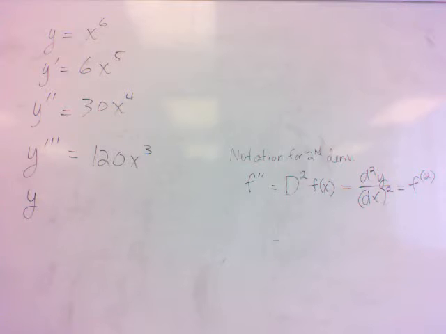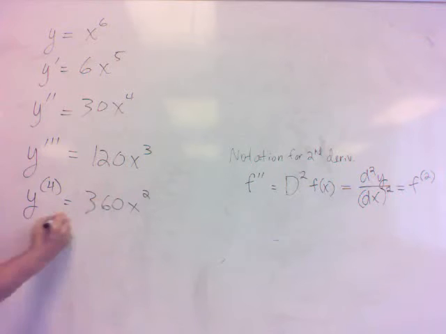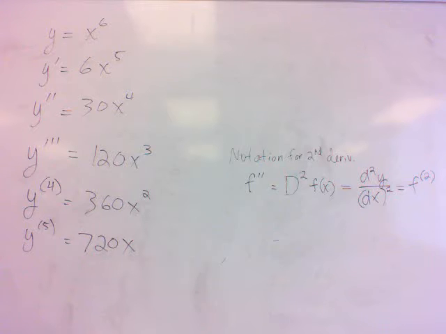Usually that's kind of where we stop with the little hash marks, or whatever you want to call them. Then we go to the parentheses notation for the next derivative. The fourth derivative, you would usually see with parentheses 4. The derivative of that would be 360x squared. Fifth derivative, you get the point. This one could go a long ways. Eventually you get to 0 on that one, won't you? But just one FYI there.